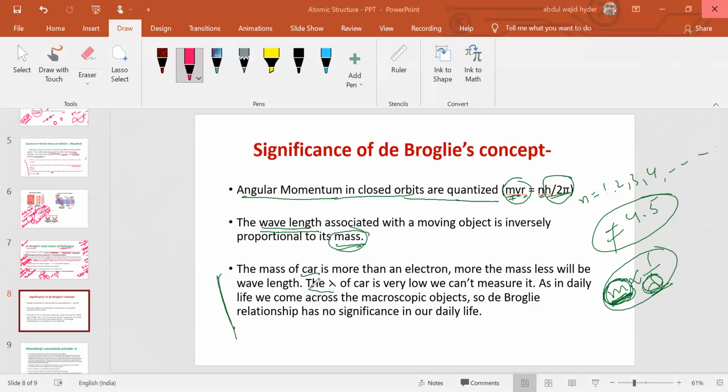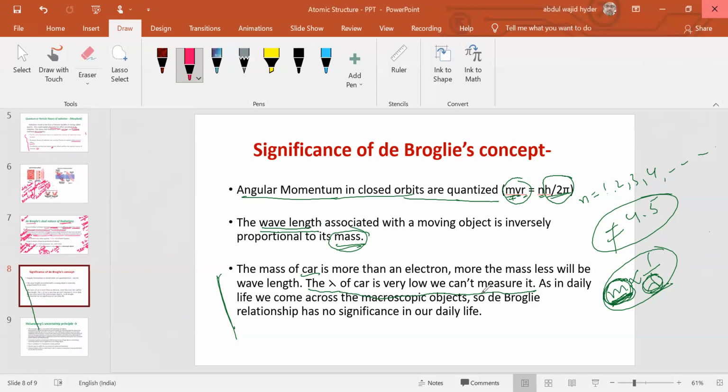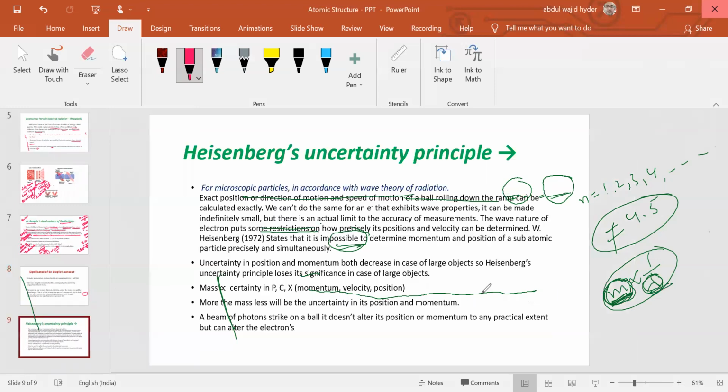The wavelength, lambda, of a car is very low. We can't measure it. In daily life, we come across macroscopic objects. So de Broglie's relationship has no significance in our daily life. De Broglie's concept has no significance in our daily life. Yes, sir. Okay, so just take care of this. More mass, less wavelength. Then you won't be able to observe the distance covered.